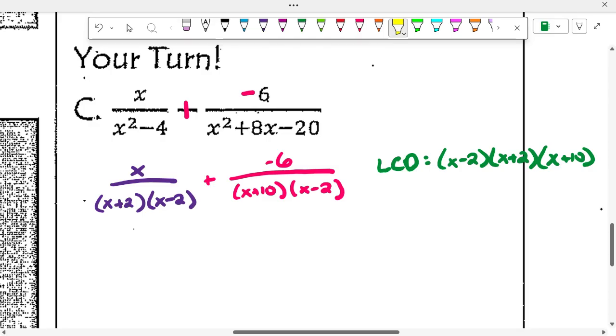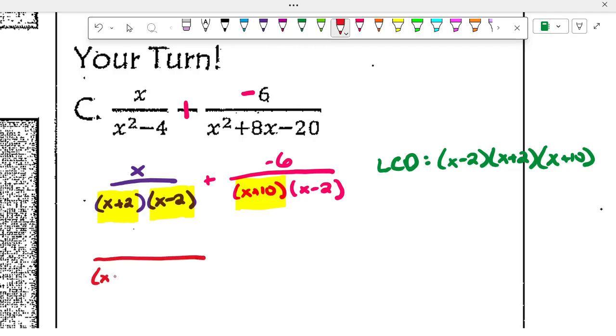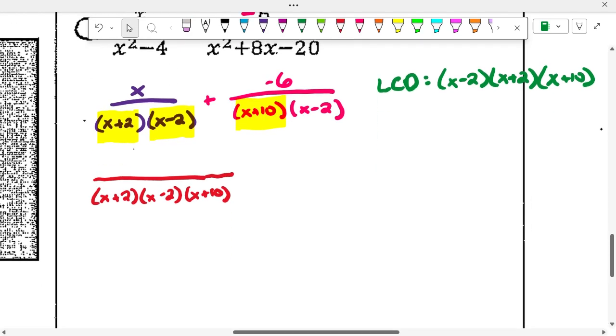So in other words, you look between both denominators and you just write out all the factors, and you don't need to write out that repeat. So since x minus 2 is seen twice, you only need to write it once. So that means both of my fractions are going to have this denominator. And guys, since multiplication is commutative, it doesn't matter if the factors are in order or not. If you wrote them in a different order, it doesn't matter.